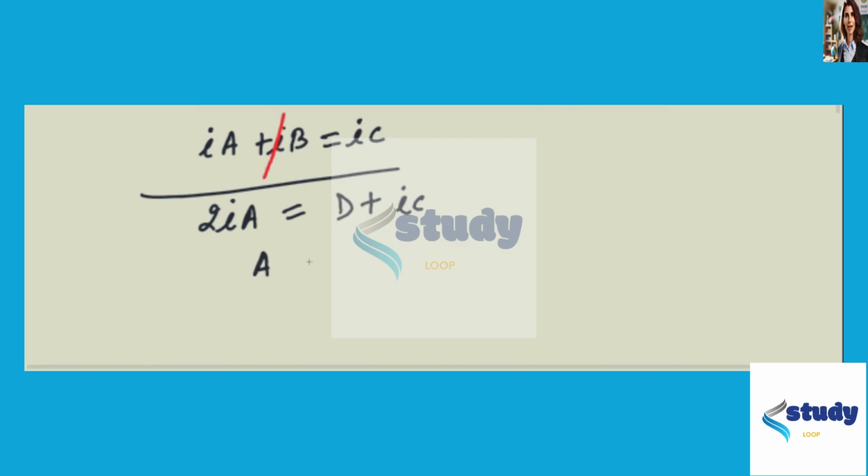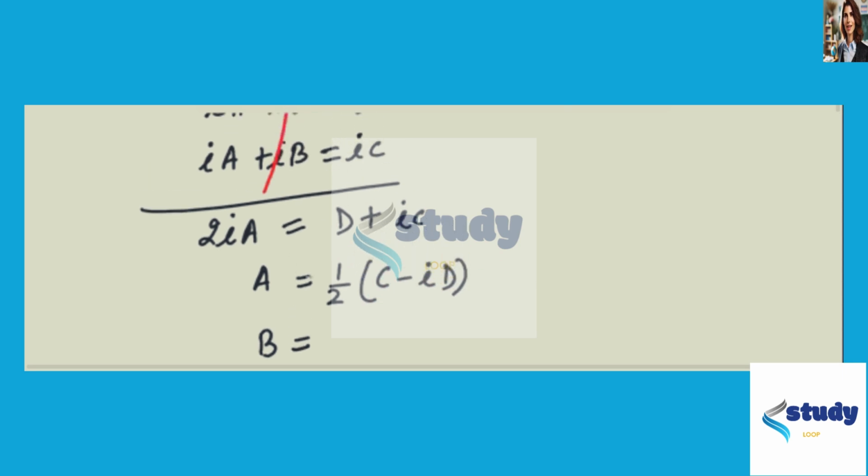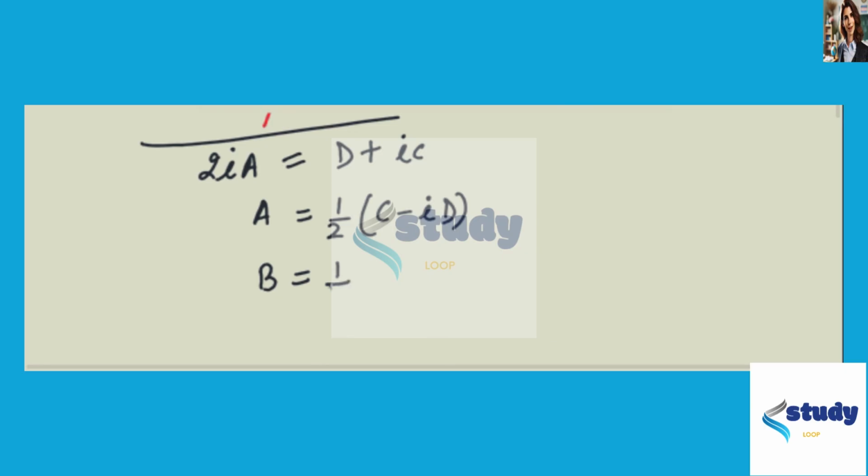From here we can find the value of a, that is a is equal to 1 by 2, (c minus id), and b will be, when we substitute the value of a in any one equation, 1 upon 2 (c plus id).